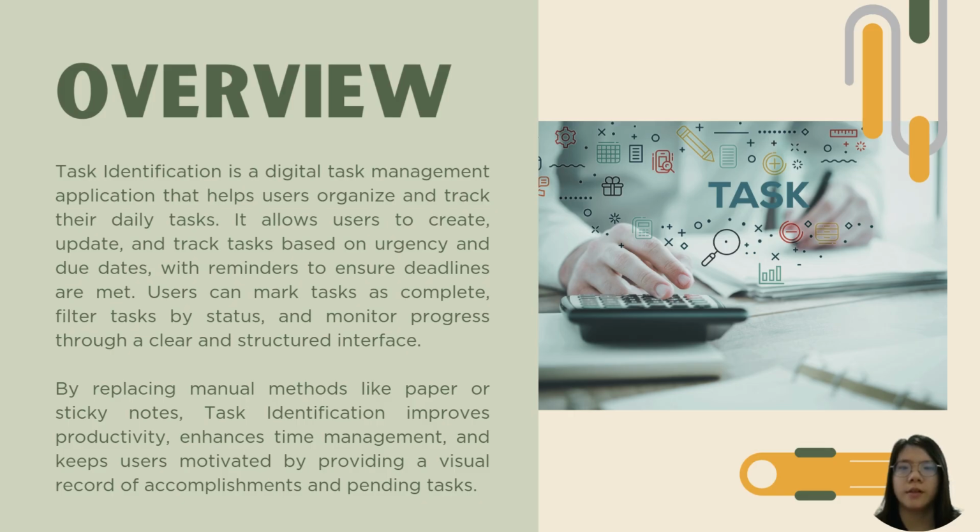Overview of the system. Task Identification is a digital task management application that helps users organize and track their daily tasks. It allows users to create, update, and track tasks based on urgency and due date. Users can mark tasks as complete, filter tasks by status, and monitor progress through a clear and structured interface. By replacing manual methods like paper or sticky notes, Task Identification improves productivity, enhances time management, and keeps users motivated by providing a visual record of accomplishments and pending tasks.